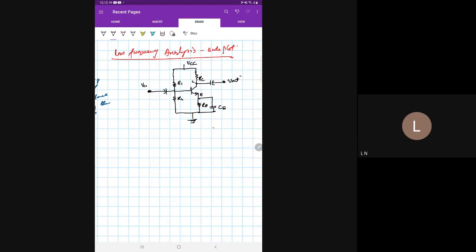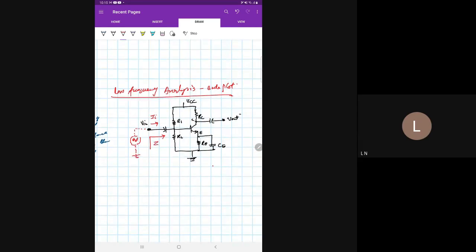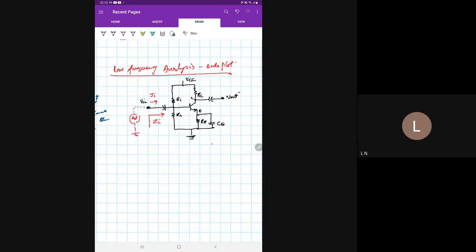And we had V input here. Whatever current will flow here due to the source or due to input will be called I input. Whatever impedance is seen by this source, the net input resistance of the entire amplifier, will be called Z input. Z input is the input impedance of this amplifier. So we have an entire amplifier, and its block diagram will be like this.